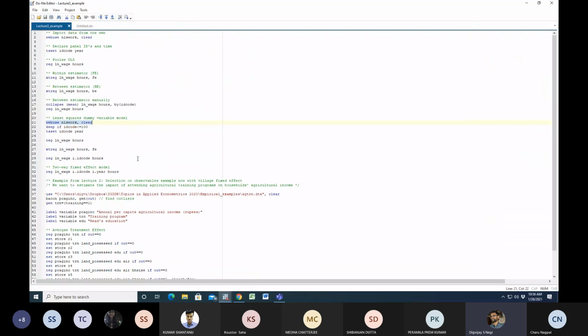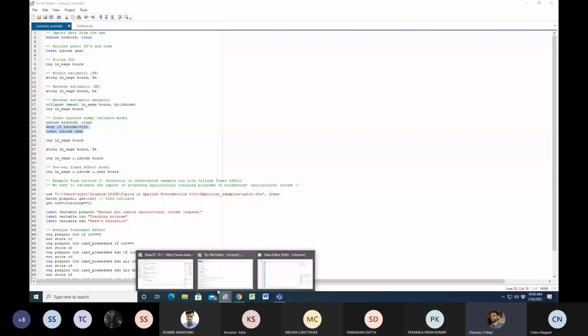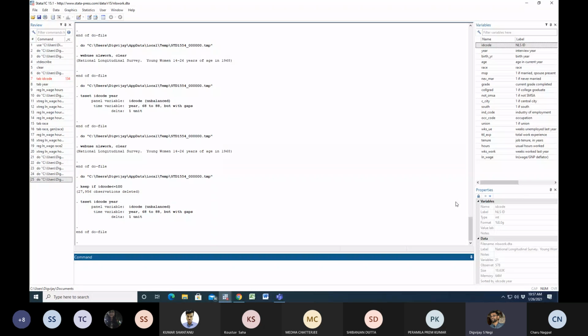To save on time, I'll drop certain individuals from the data set and reduce its size. What I'm doing here in line 22 is keep if ID code is less than or equal to 100. I'm just keeping 100 individuals and dropping the rest, so that it becomes easier to have dummy variables. Then again, I am telling Stata that this is panel data, with ID code as the individual ID and year as the time dimension. Now our data set is shorter.